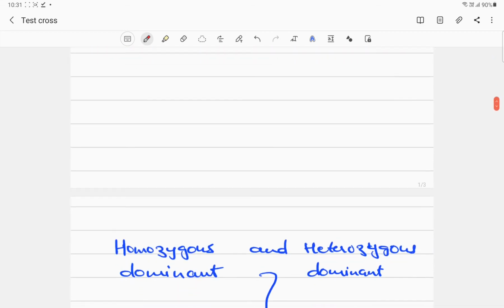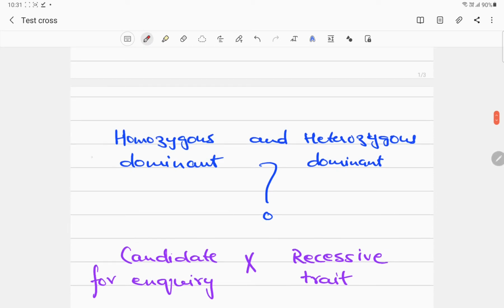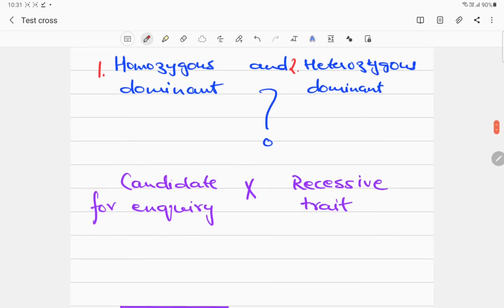Now, in order to determine whether the plant is a homozygous dominant or a heterozygous dominant, we conduct a test cross. And what are the requirements to conduct a test cross? Well, the first requirement is we require a pure line containing a recessive trait, or basically a homozygous recessive, which is the only condition, right?